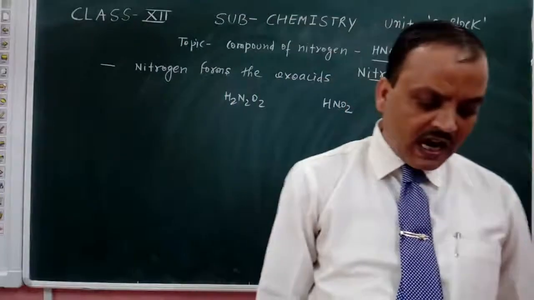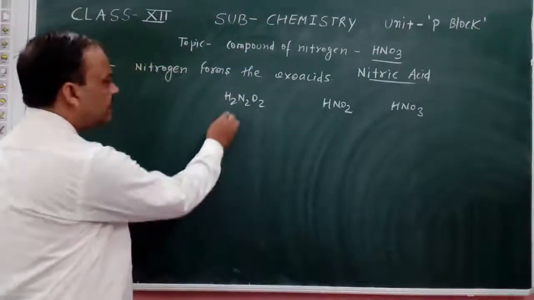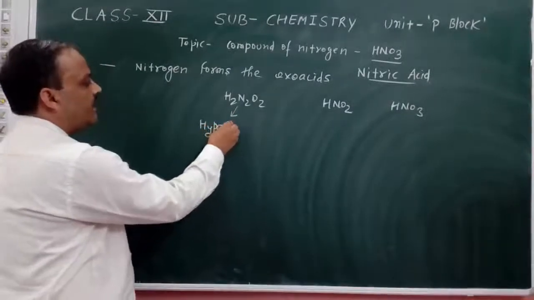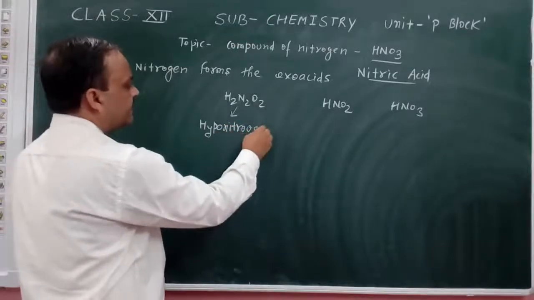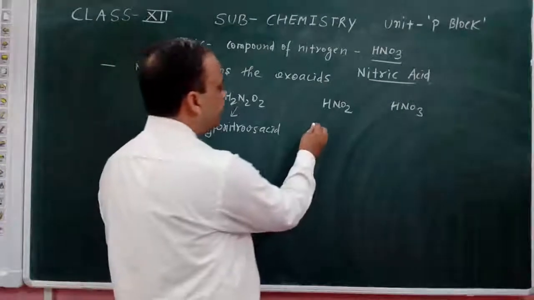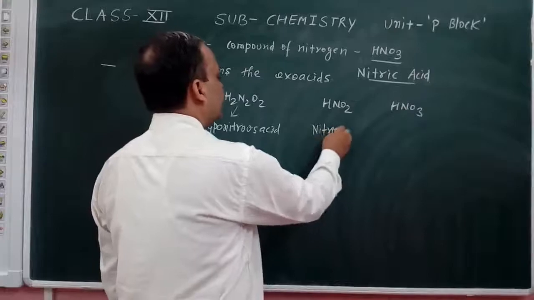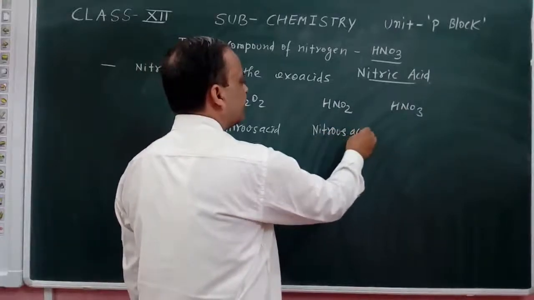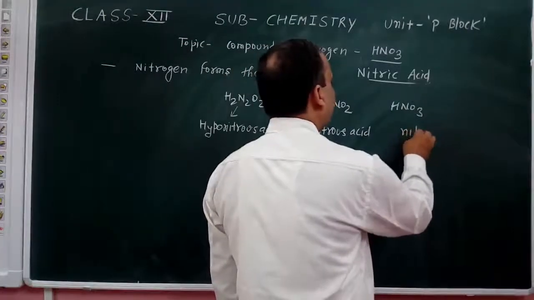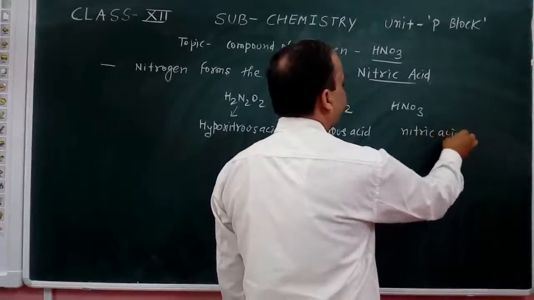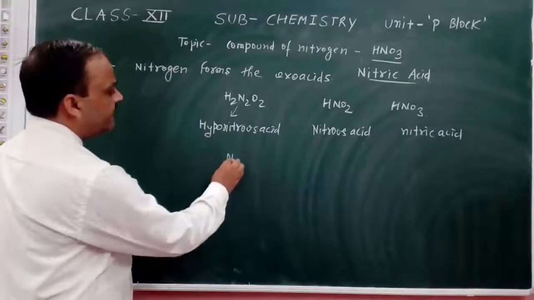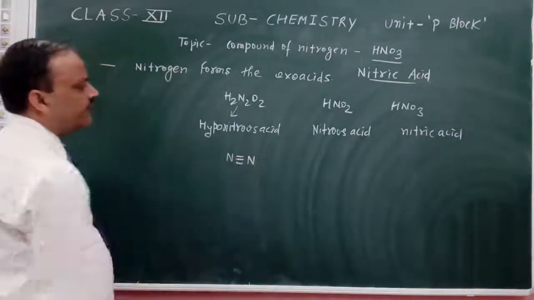The name of the first of these oxo acids is hyponitrous acid. HNO2 is known as nitrous acid. HNO3 is nitric acid. The structures of these acids are present in this manner.